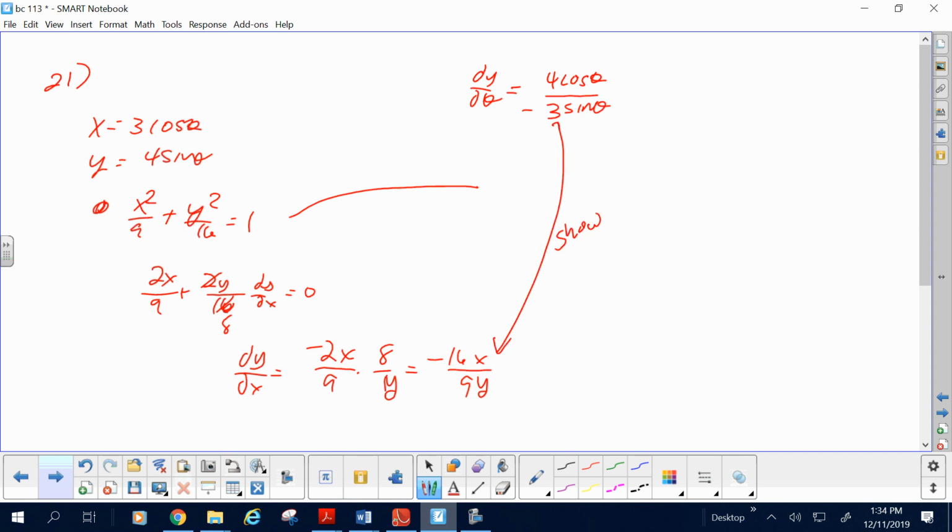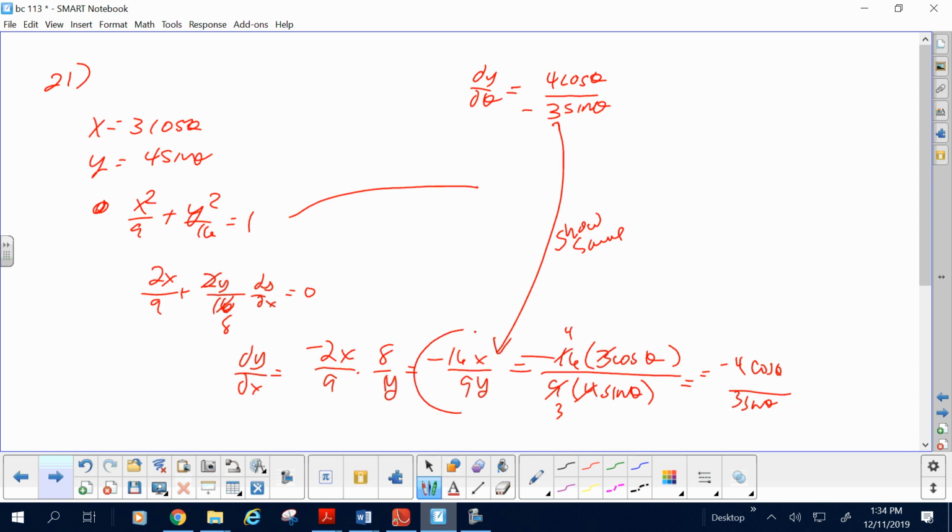All right, so here's showing these are the same. Show they're the same. Think in terms of x. What is x equal to but 3 cosine theta, yeah? And what is y equal to but 4 sine theta? And so I do indeed get something like negative 4 cosine over 3 sine. That's kind of what I was looking for, some kind of substitution to show that these derivatives, though looking different, are the same by substitution. Excellent. Does that make sense? The derivatives look different, but they're the same.